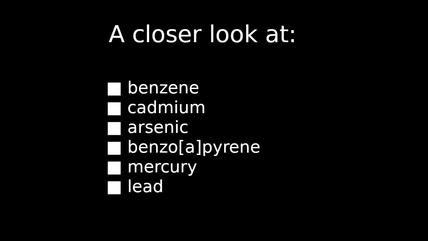Okay, let's have a look at some specific ingredients in crude oil. Toluene, naphthalene, and hydrogen sulfide will be covered in the flaring chapter.